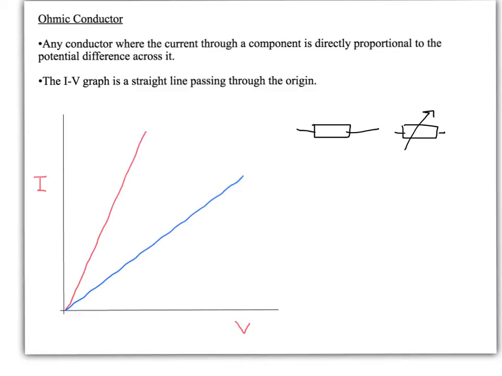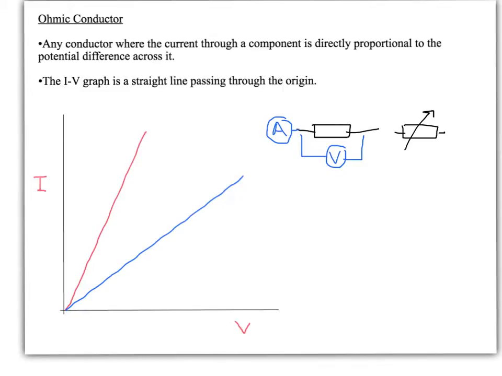The key thing for it to be an ohmic conductor is it needs to have current being directly proportional to the potential difference applied across the component. So essentially what you'd be doing there is you'd have a voltmeter like this one, measuring the potential difference across the component, and you'd have an ammeter in series here, taking measurements, and you'd find those two were directly proportional to each other. So that's the starting point.